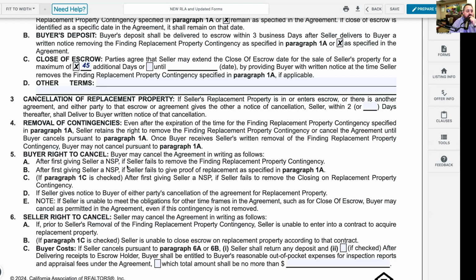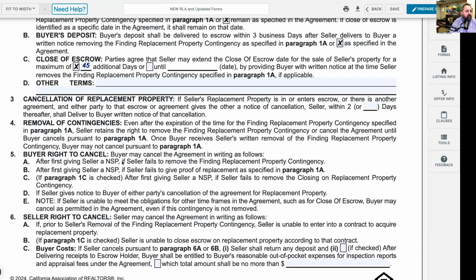Even after the expiration of the time for finding replacement property contingency specified in paragraph 1A, seller retains the right to remove the finding replacement property contingency or cancel the agreement until buyer cancels pursuant to 1A. Once buyer receives seller's written removal of finding replacement property contingency, buyer may not cancel pursuant to 1A. So once the seller removes their contingency of finding replacement property, the buyer can't use that as a reason for themselves to cancel.